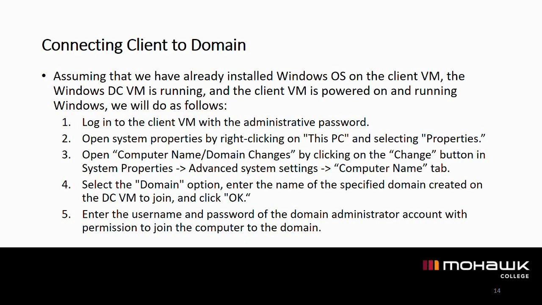Select the Domain option. Enter the name of the specified domain created. For example, DHCP domain. On the Domain Controller Virtual Machine to join. And then click OK. Enter the username and password of the domain administrator account with permission to join the computer to the created domain.